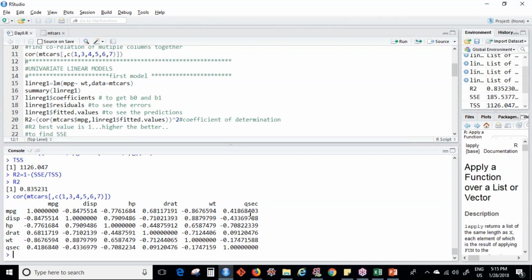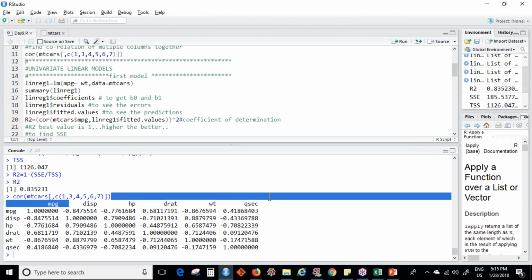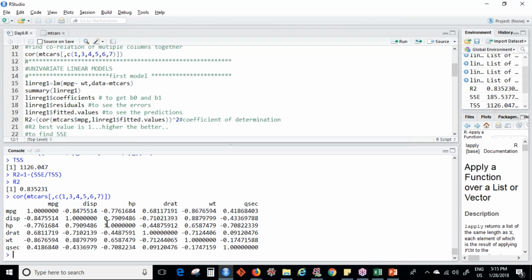Now r square can give you together how important the variables are. Adjusted r square will give you how good all these variables are together. Right now these are all alone, they are telling you. So alone, if you see, displacement or weight is the most important.